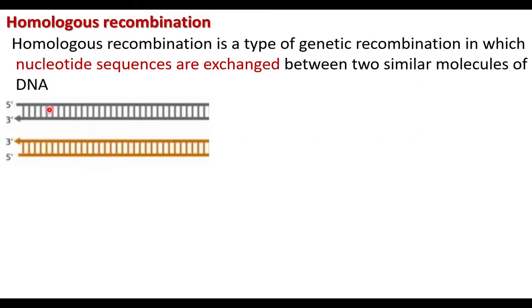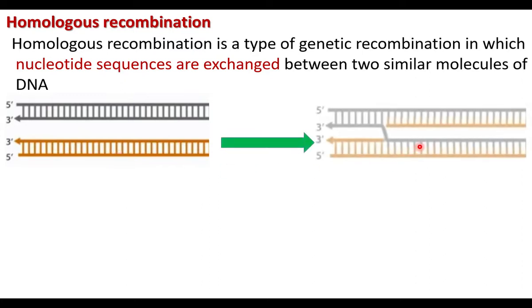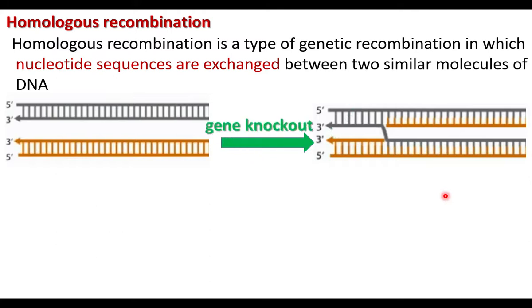Here there are two DNAs. There are certain areas where the DNAs have homology. In the homology regions, recombination takes place. So a part of the gene is removed and another part is added, so that the gene will be made inoperative. The functioning of gene will be stopped. This is gene knockout.